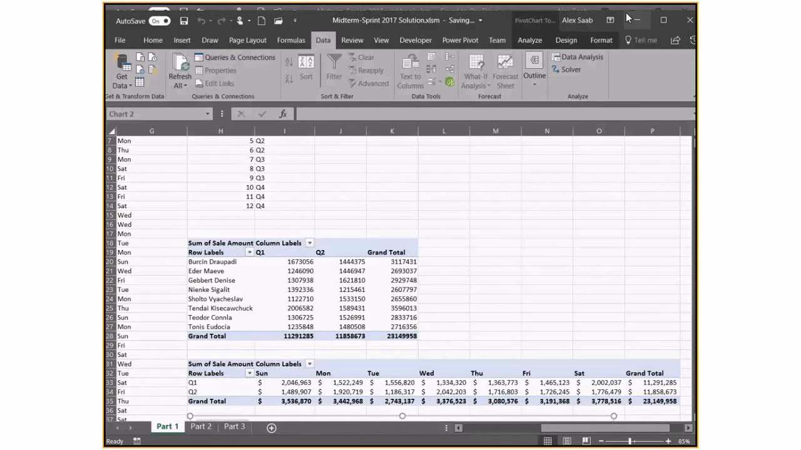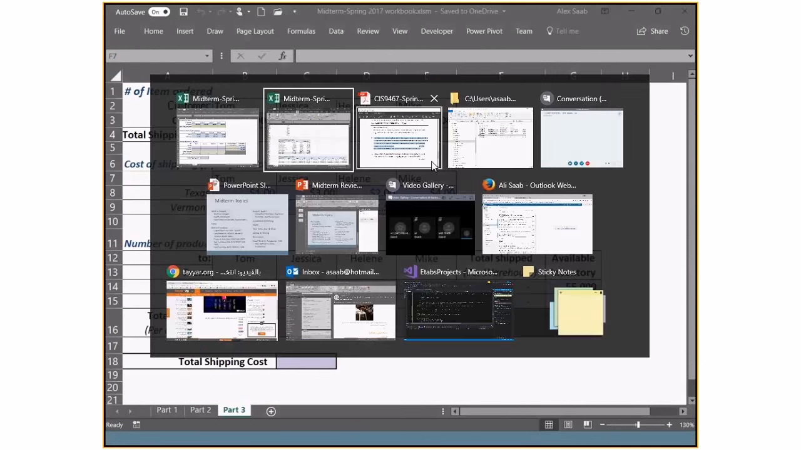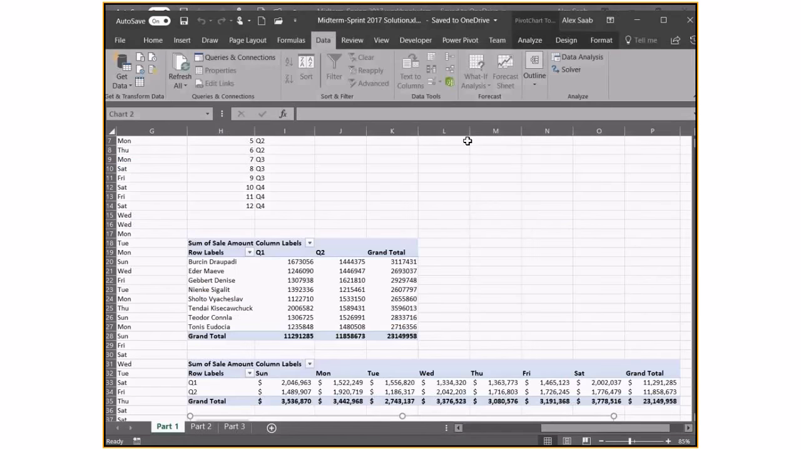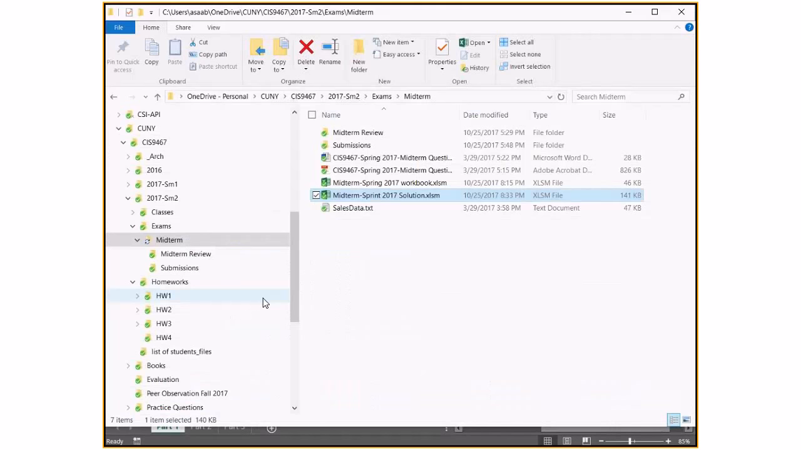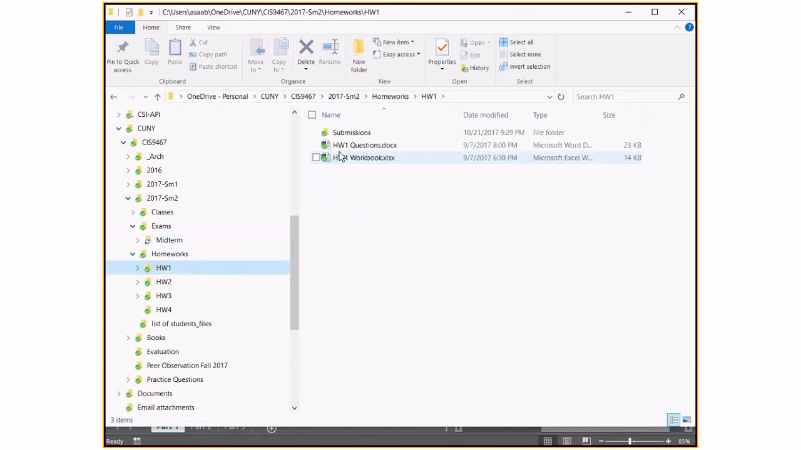What else? So I'll post this online, as I mentioned, except for the first question's solution. I'll put that on Friday. So we're going to go over the homeworks. Homework one, it's pretty straightforward. I'm not going to go over it unless you have a question about homework one.